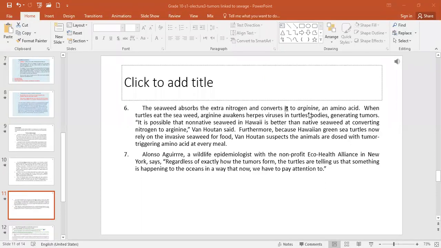Continue, Sharif. When turtles eat the seaweed, arginine awakens herpes viruses in turtles' bodies, generating tumors. It is possible that non-native seaweed in Hawaii is better than native seaweed at converting nitrogen to arginine.